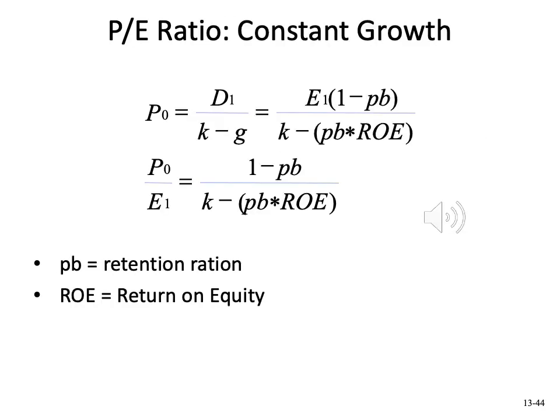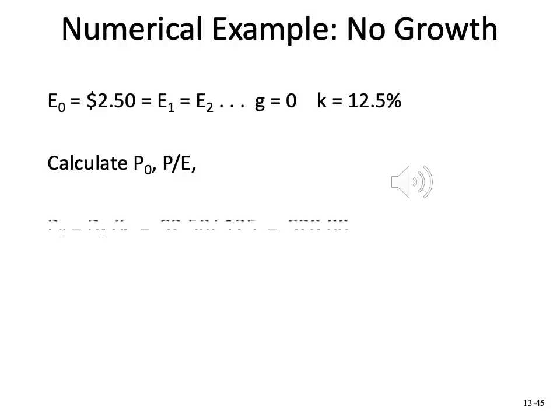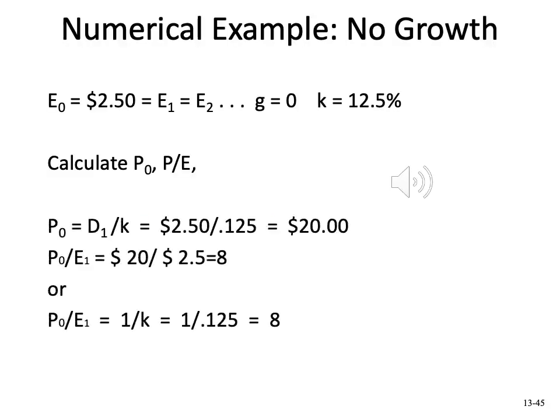The P/E ratio under the constant growth rate will be PE equals (1 minus the plowback ratio) divided by (K minus the plowback ratio times return on equity, which is G). Equity valuation. We first look at some numeric examples.